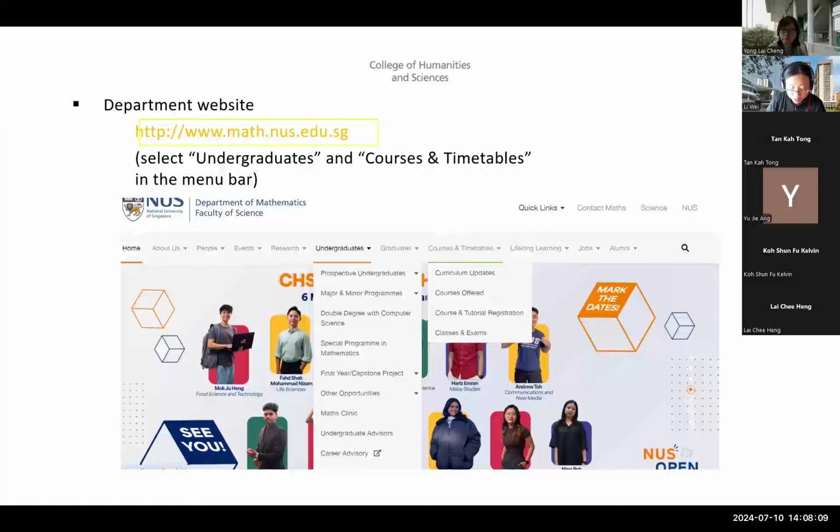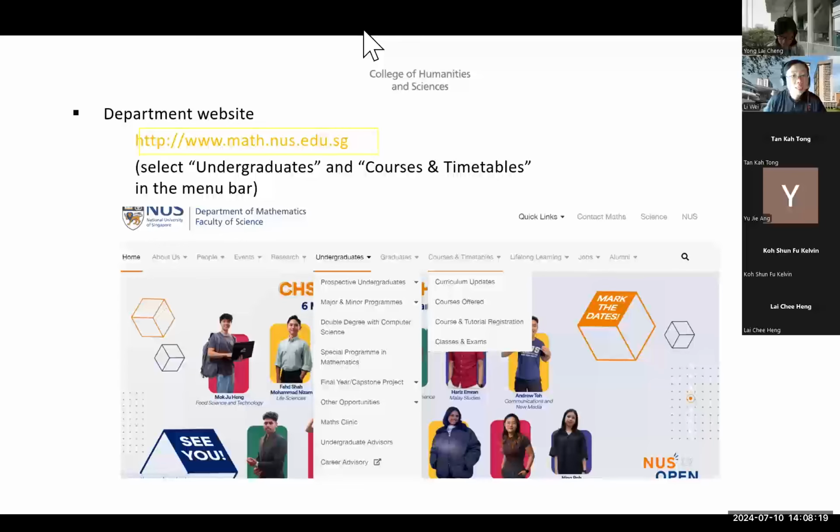Some of the information can also be found in NUSMods. Do you know that? Maybe I open it. Okay, I share another NUSMods web page. Let me open it. Share the web page. Okay. Here is the web page of NUSMods.